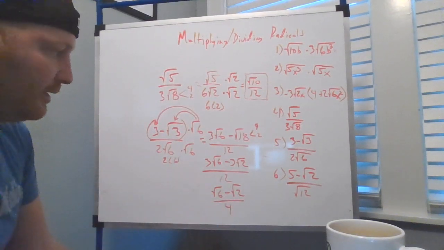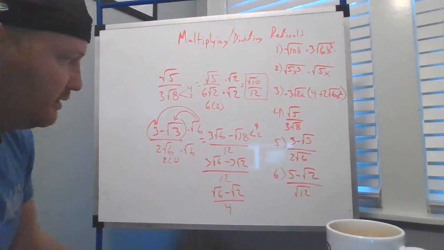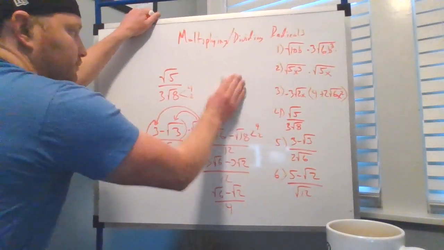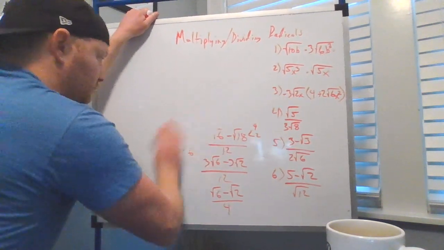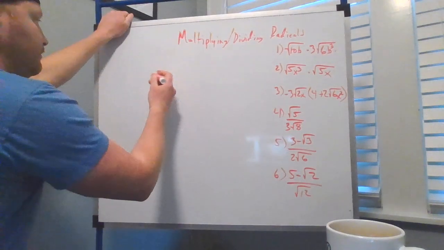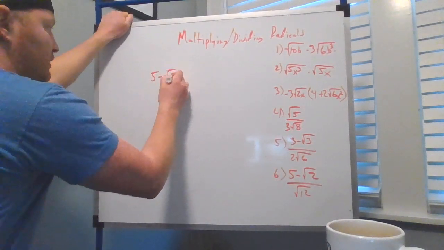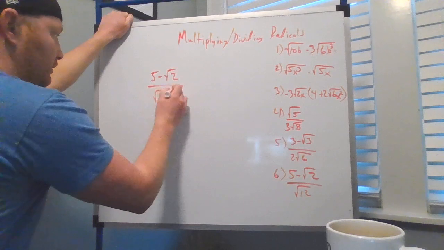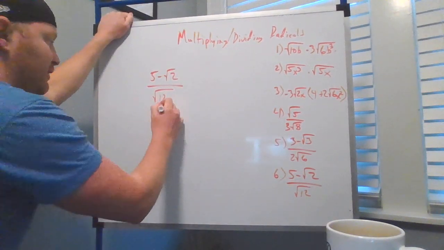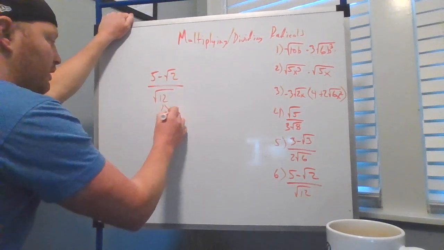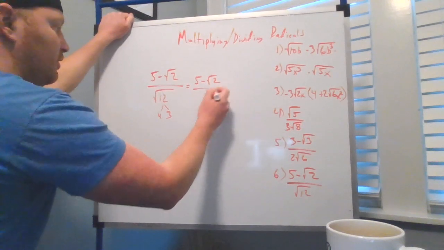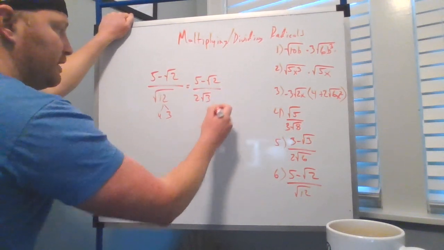Don't forget about that. And then the last but not least, number 6. Number 6: 5 minus radical 2 all over radical 12. Again, my advice to you is simplify first before multiplying this out. 4 and 3. So now this says 5 minus radical 2 all over 2 radical 3.